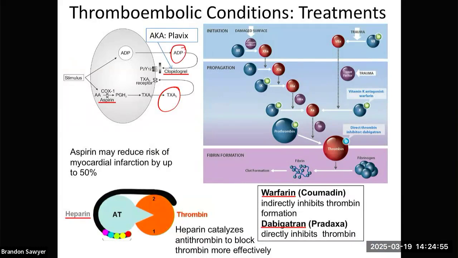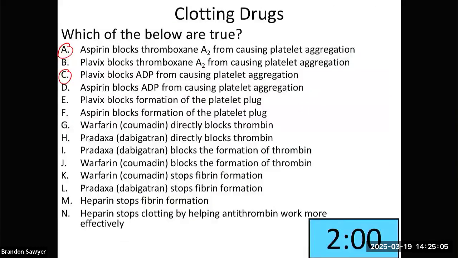ADP is also one of the things, which is just like ATP, but it's broken down a little bit. We've lost one of the phosphates. That also activates platelets. So Plavix and aspirin work by blocking platelet plug formation. E is saying that as well. F is saying that as well. Same thing, stopping that platelet plug, right?